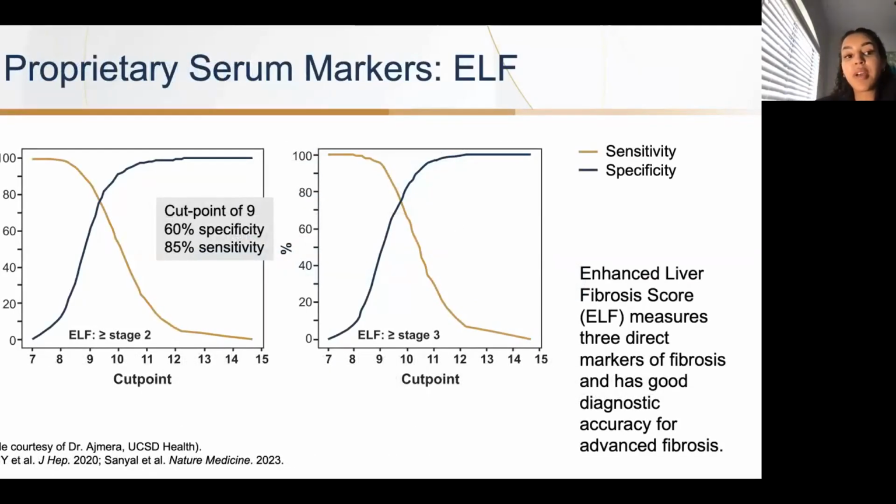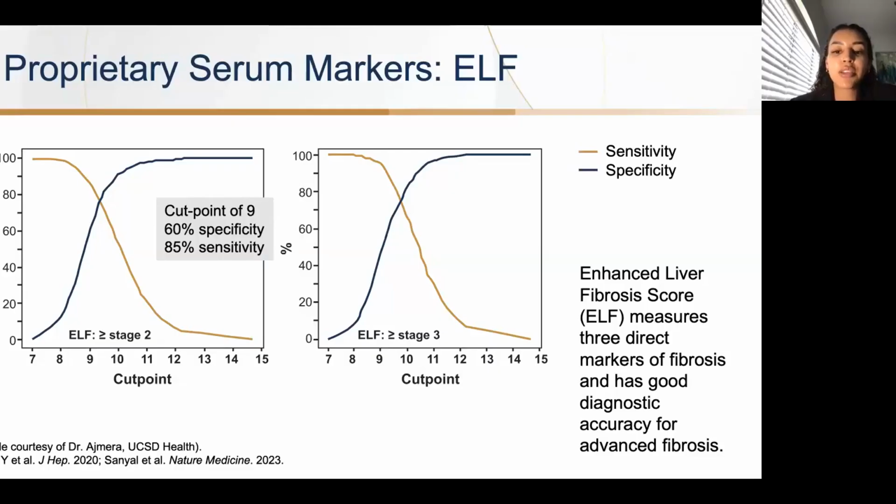A proprietary serum marker that we can use is a test called ELF. So this is a blood test, and it uses 3 different markers that measure matrix turnover within the liver. That matrix turnover is a marker of active fibrosis development. So that's what ELF is evaluating, matrix turnover.